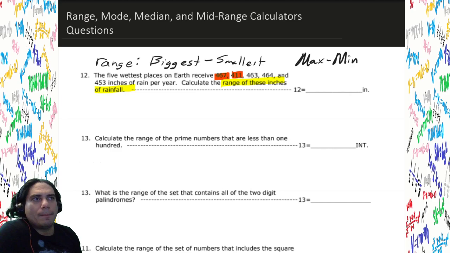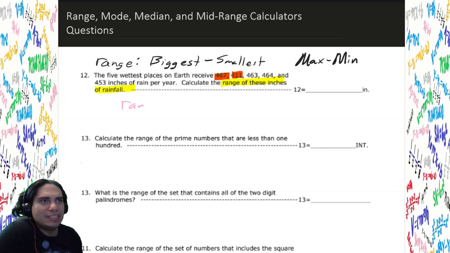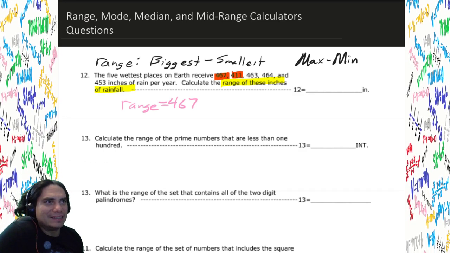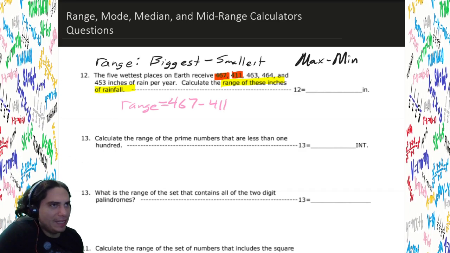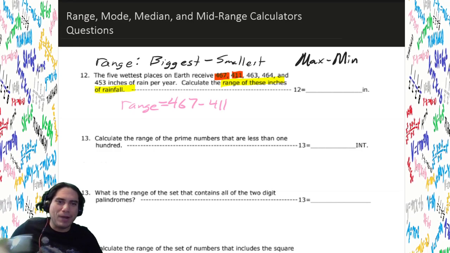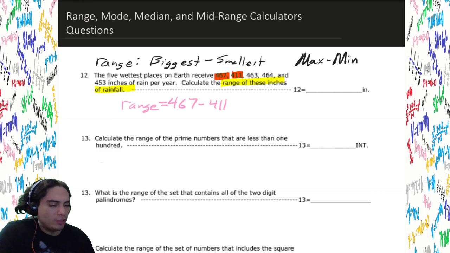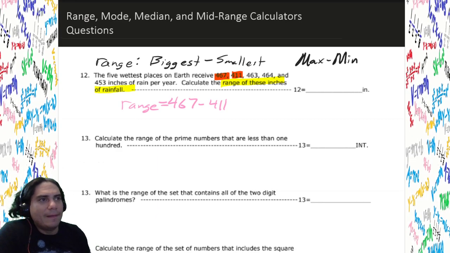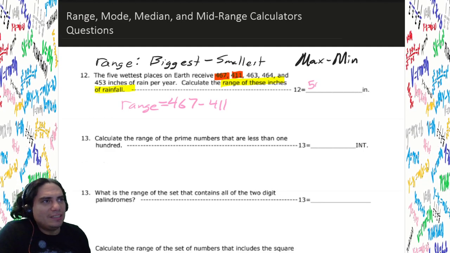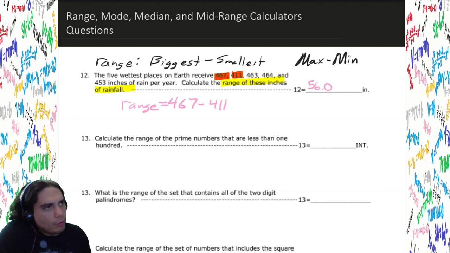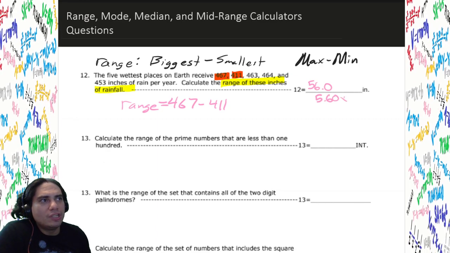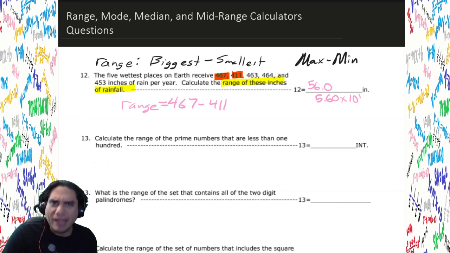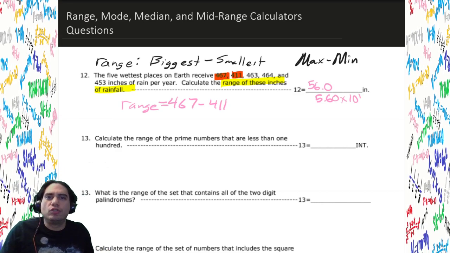So let's go ahead and set that up. The range is going to be 467 minus 411. That's all it is. It's an easy problem once you get the hang of how to figure out the range. But you gotta know that definition. You don't know that definition, game over. And so we could write 56.0 or 5.60 times 10 to the first. Both ways are correct. Scientific notation is where we like to put it, but sometimes you can do standard notation. As simple as that.